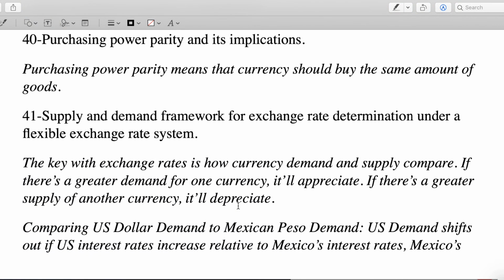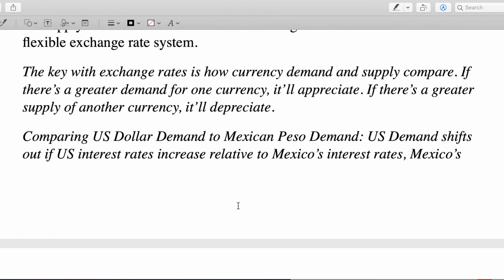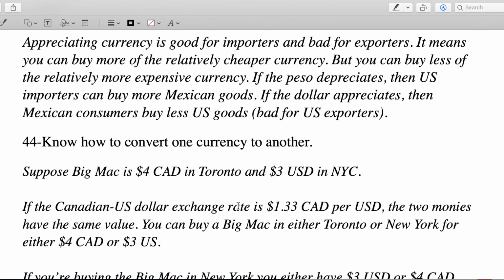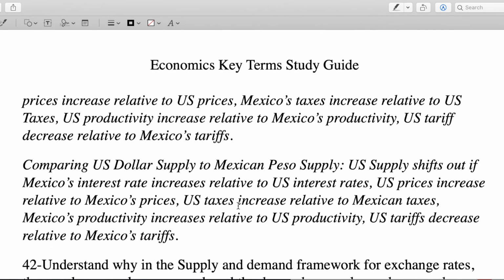Purchasing power parity and its implications. Well, purchasing power parity means currency should buy the same amount of goods in each of the places. I wonder if I had an example down here. I do. I'll talk about this down here.